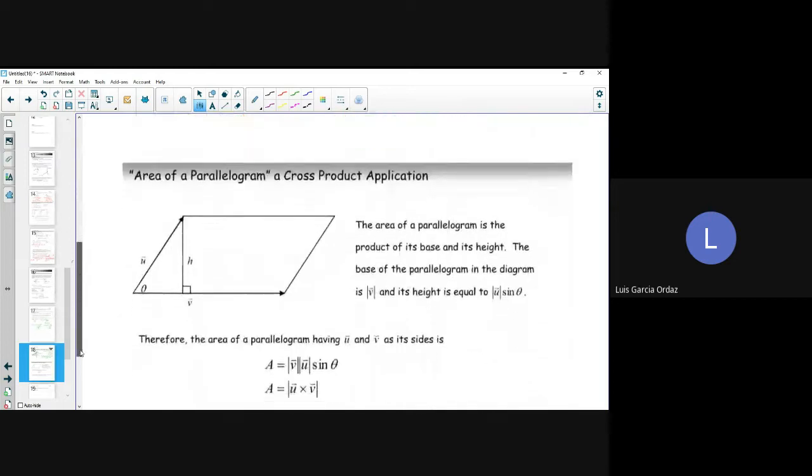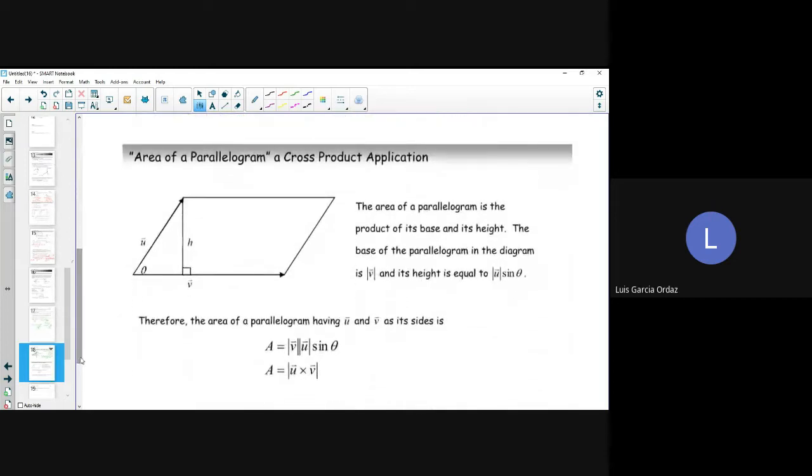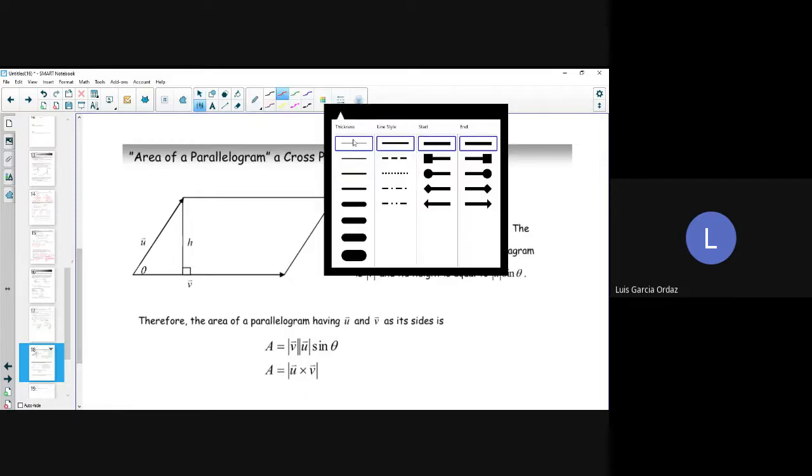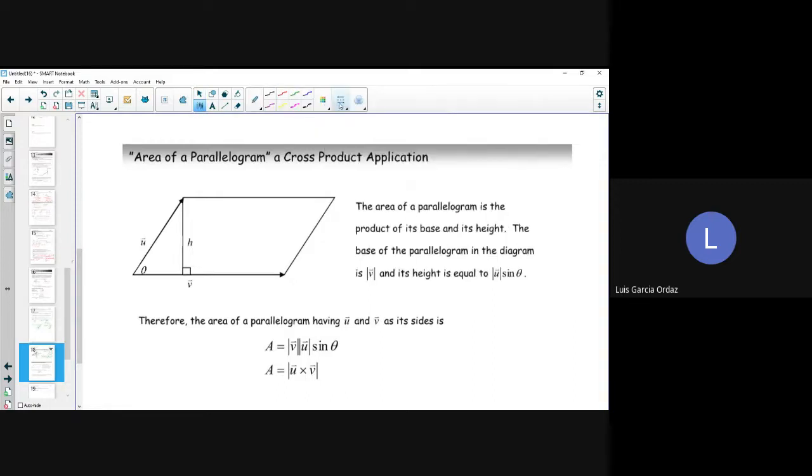So now we may be asked to find the area of a parallelogram using the cross product, which means that our vertices might be in terms of a vector. So the area of a parallelogram is the product of its base and its height. The base of the parallelogram in the diagram is vector v, and its height is equal to the magnitude of u times sine theta.